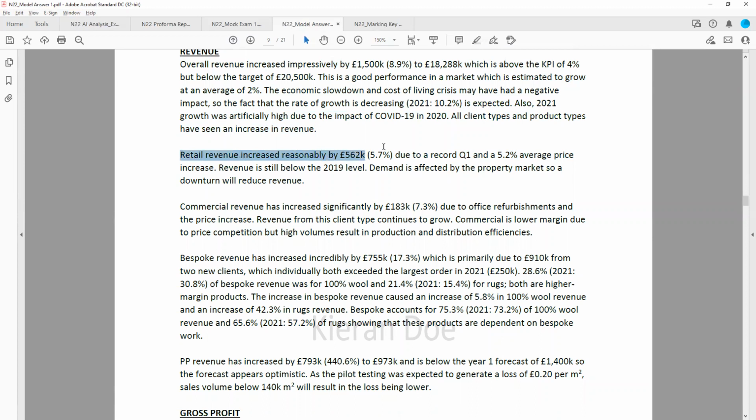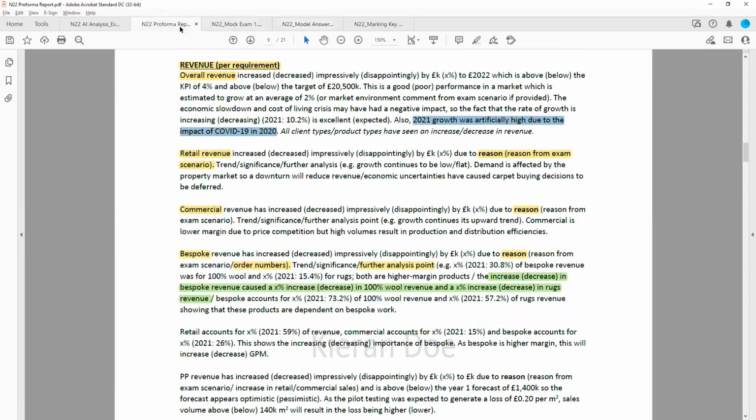Like I said, retail, we've already got that from our plan. So we've got the number, absolute percentage, reason from the exam paper, so that record Q1 and the price increase. So just lifted those from the exam paper. There are reason there. Always trying to use that exam paper information as much as possible, but we obviously had that there in our plan.